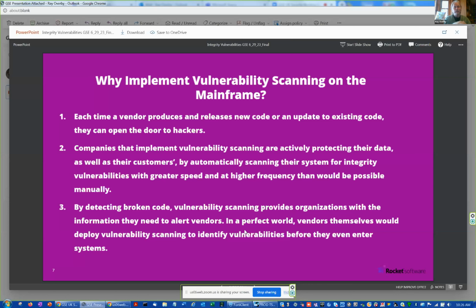And you can't always regulate or control, within the actual mainframe itself, how they're getting in there, right? You have to deal with other systems that are connecting and getting data and doing all kinds of stuff. And by detecting what I'll just call broken code, vulnerability scanning provides your organization with a proactive way to alert the vendors, right? Because they're the ones that support and maintain it.